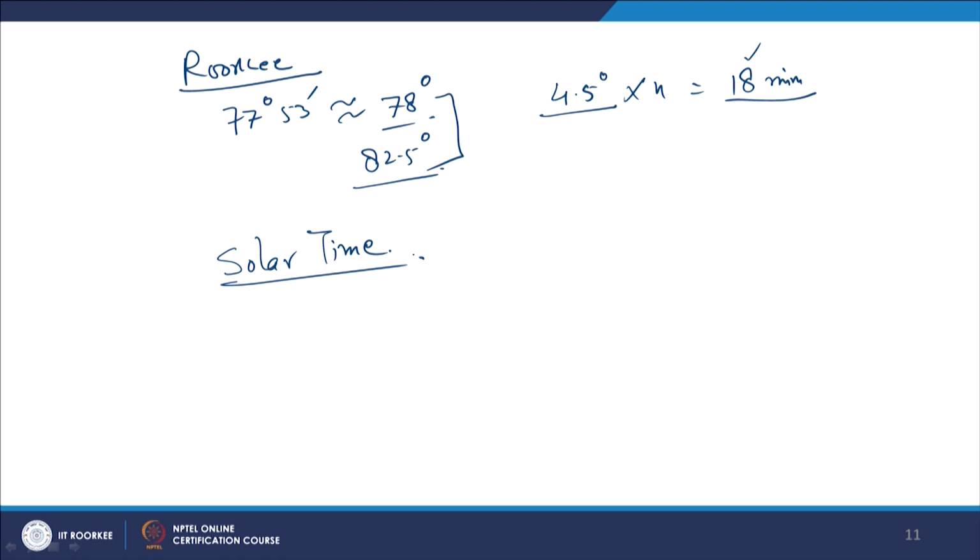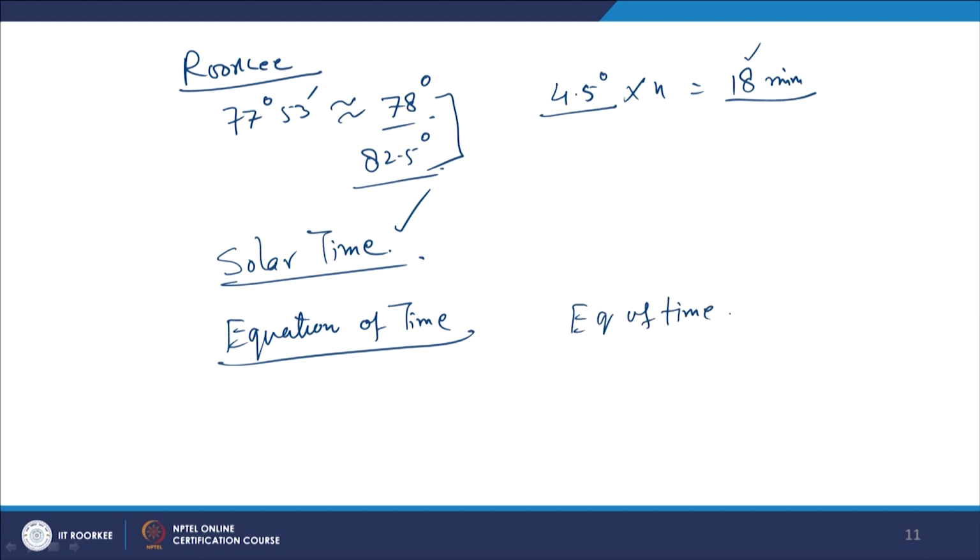Solar time is different from the local time, right? Solar time depends upon the sun, and there is an equation of time. The equation of time gives the difference between the local time and the solar time. So when we are taking time with a solar watch, this equation of time has to be taken into account.